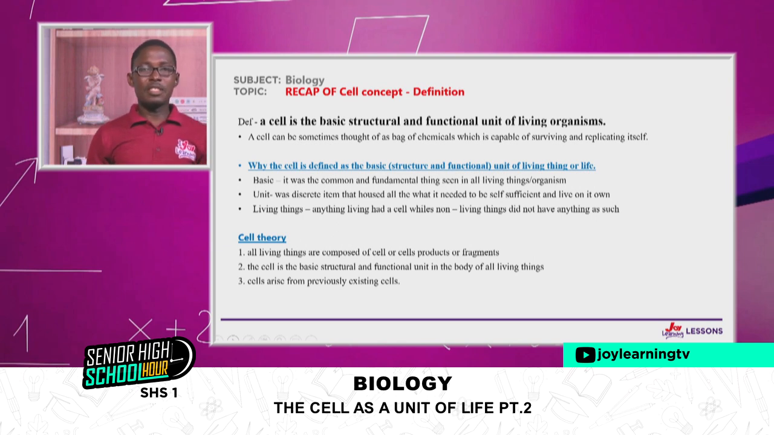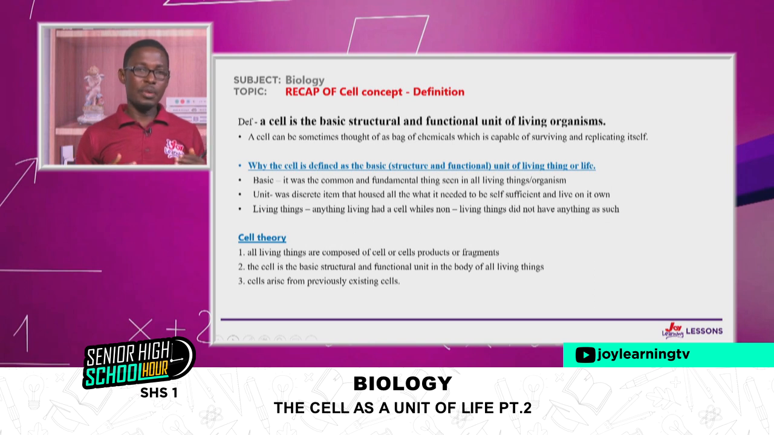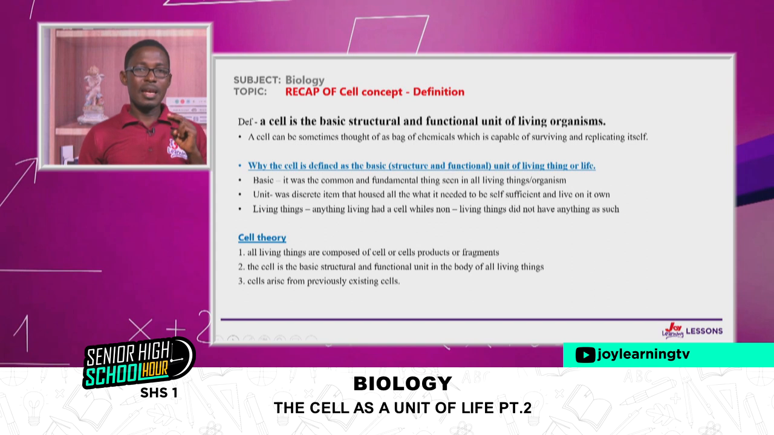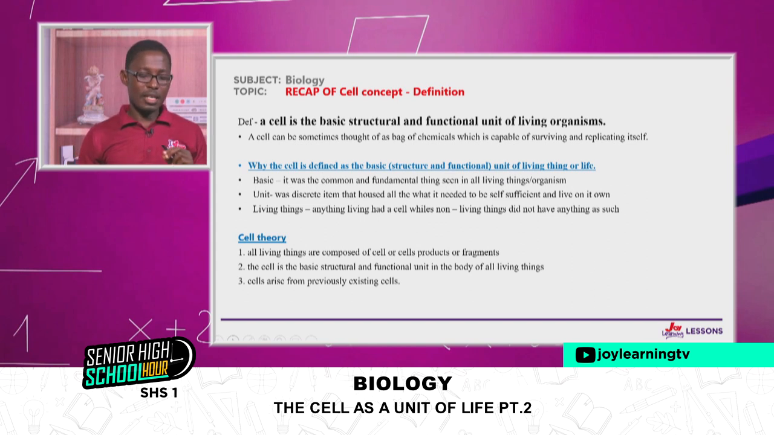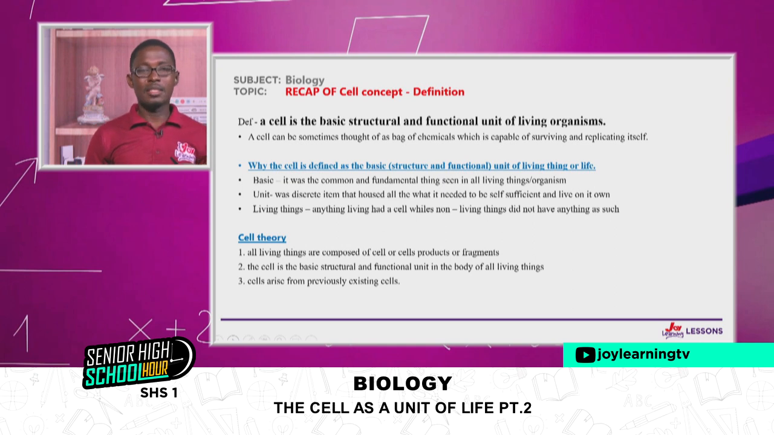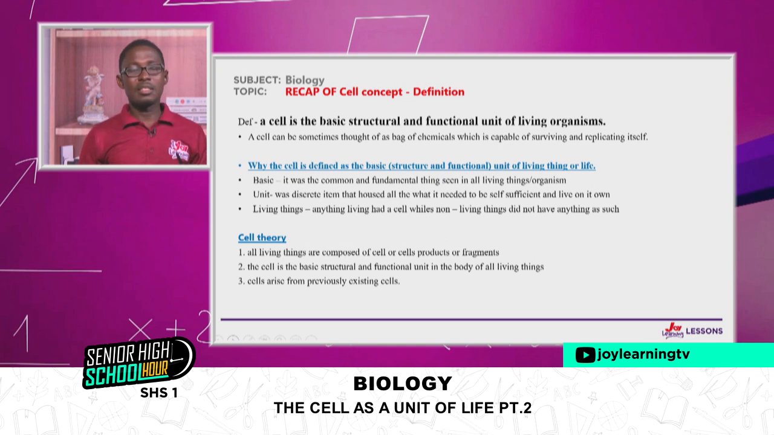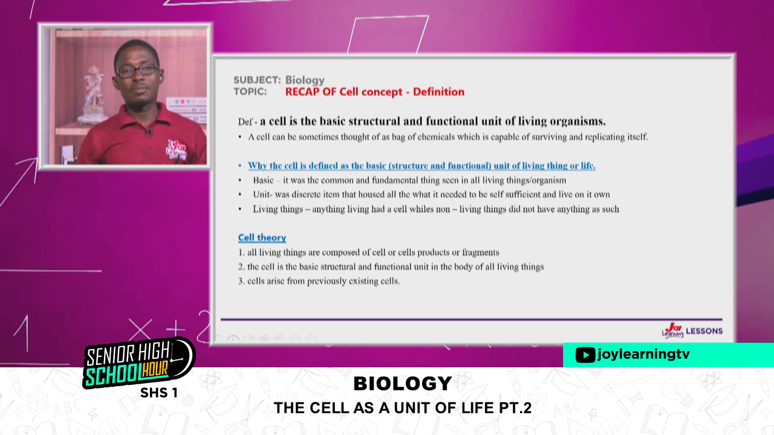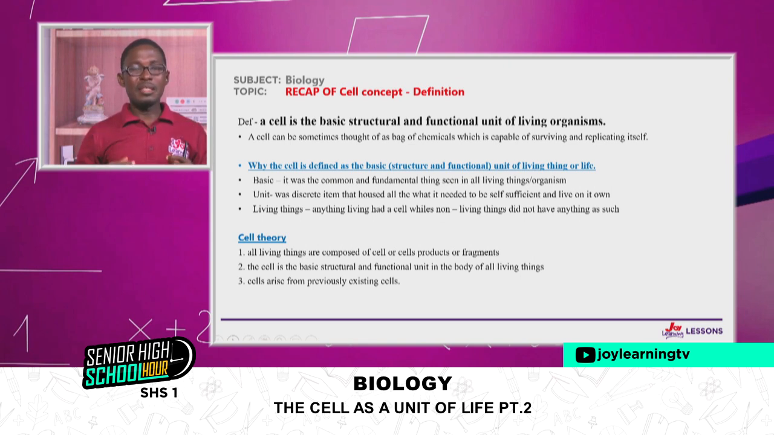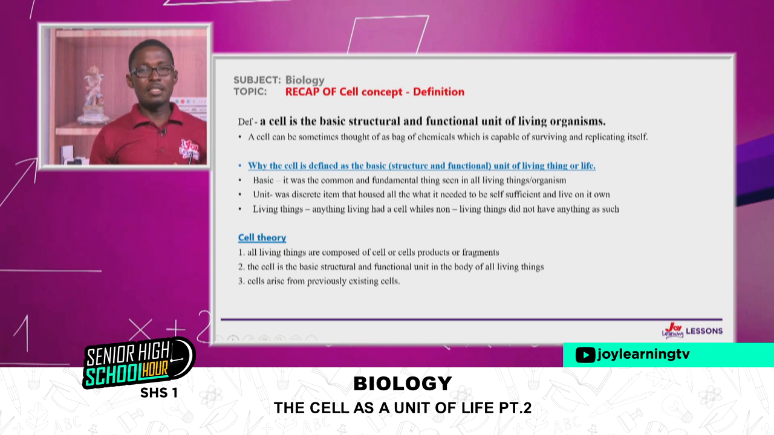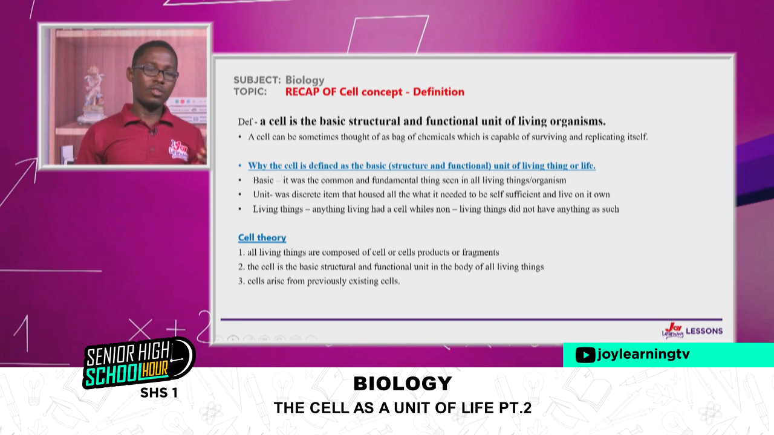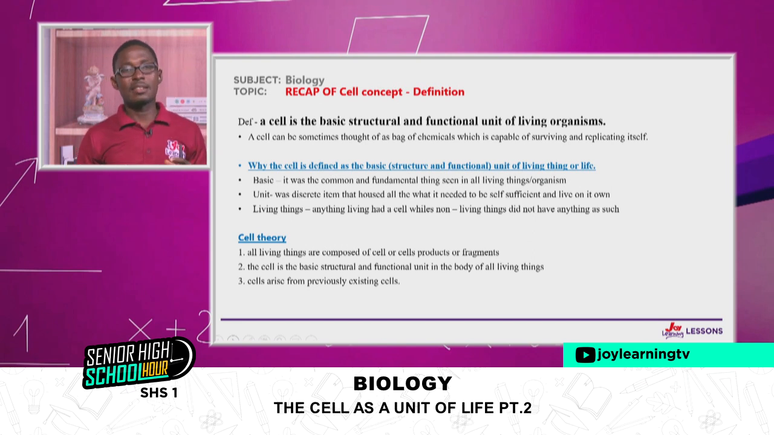Now, in that definition of a cell, which says the basic unit of a living thing, there are three words which are critical to understanding the concept. One is the word basic. We use the term basic for a reason. For anything to be a living thing, the fundamental thing within the organism that we can base on to say this is a living thing, this is not a non-living thing, is the cell.